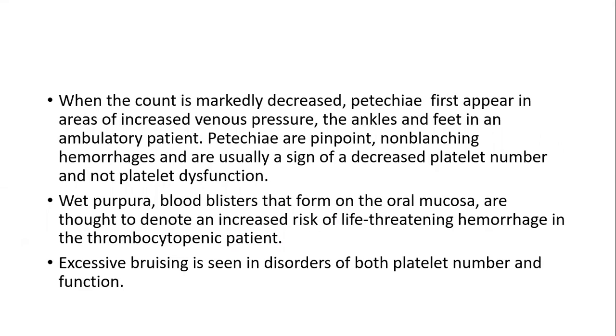Yeah, the areas of increased venous pressure, ankles, feet. So petechia and ecchymosis. Okay, it is not purpura. Purpura is a sign of an enlarged vessel. So it usually occurs in vasculitis. So this Henoch-Schönlein purpura, IgA vasculitis, all these conditions will cause a dilated blood vessel.